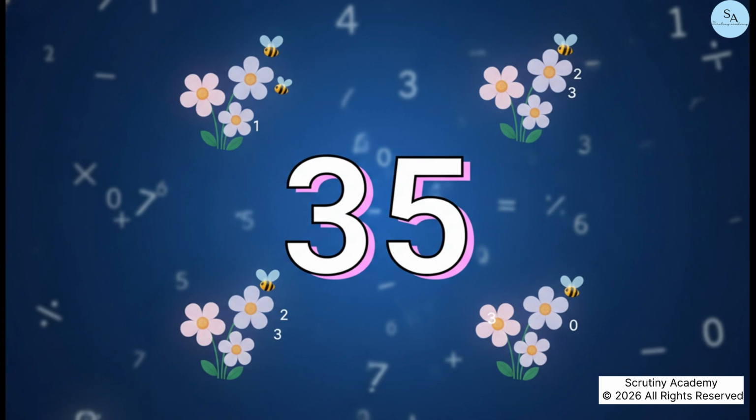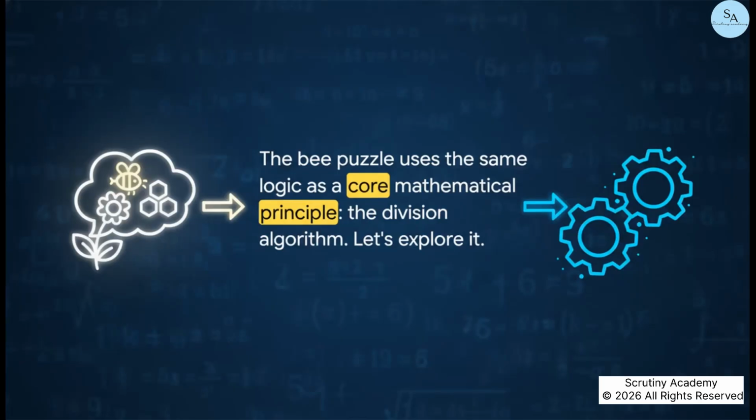Now we just have to test these numbers against the other rules. And when you do that, you'll find that only one number fits all the conditions. 35. Let's double check, right? 35 divided by 2 is 17 with a remainder of 1. Perfect. 35 divided by 3 is 11 with a remainder of 2. Perfect. And 35 divided by 4 is 8 with a remainder of 3. It works. You see, that bee puzzle was way more than just a bit of fun.